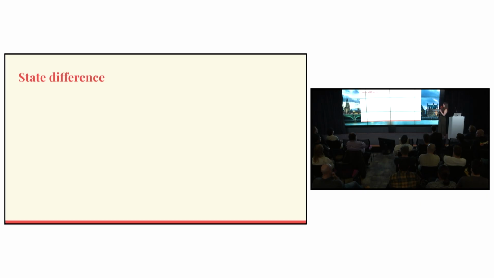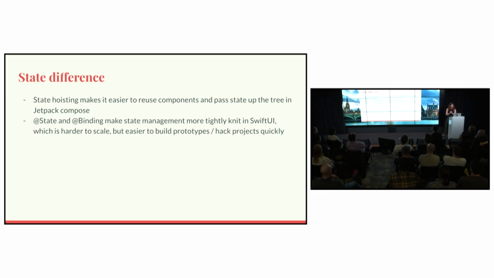So a little summary of the differences between state. State hoisting makes it easier to reuse components and pass state up the tree in Jetpack Compose, as we just saw. @State and @Binding make state management more tightly knit in SwiftUI. So it's harder to scale, but it is easier, in my opinion, to build prototypes or hack projects really quickly, because you don't have to think about so many elements to do with state.